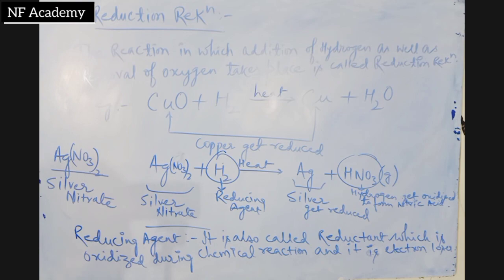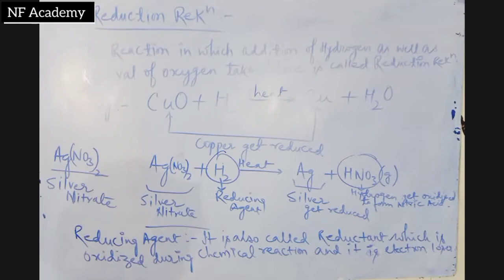Okay, so you do not have to remember this. We just use this reaction to show you simply that silver gets reduced during the reaction and hydrogen gets oxidized with nitrate and forms HNO3, which we call nitric acid. Okay.